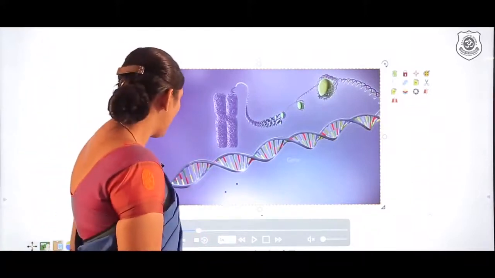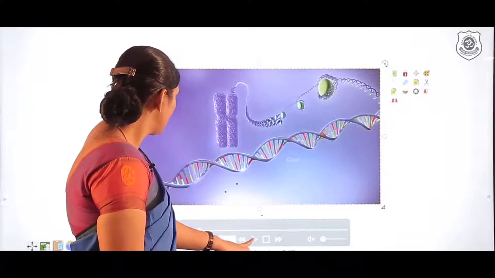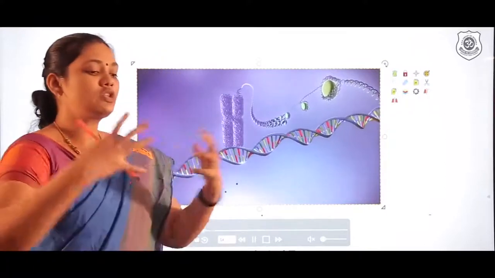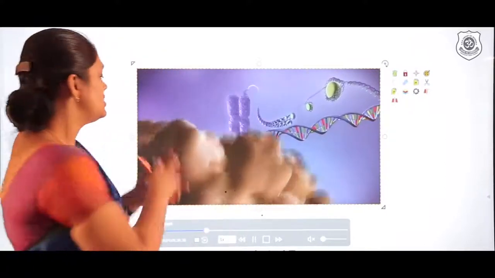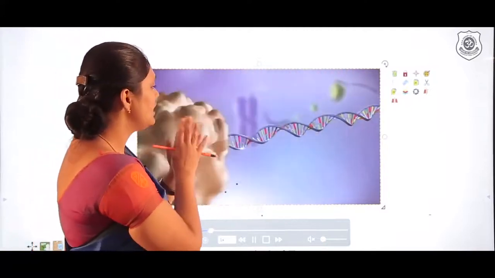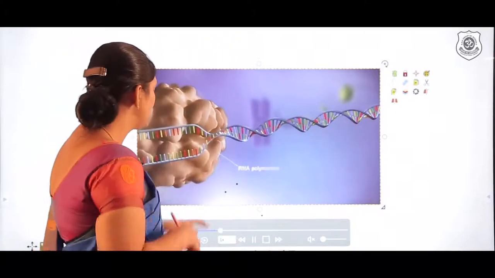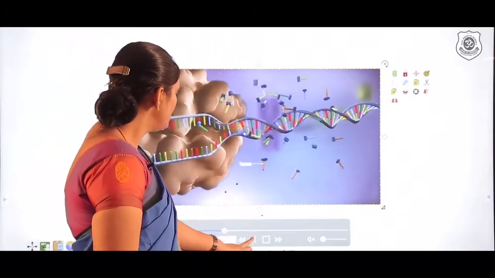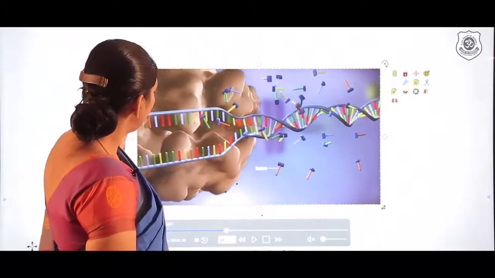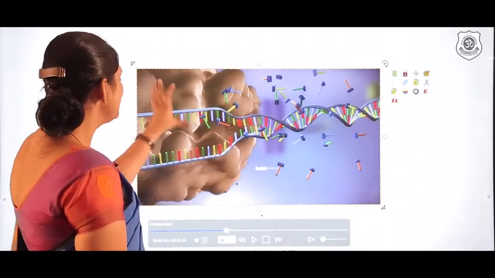Now let's see the process by which the expression of gene is happening. Genes are expressed in 2 steps. They usually employ 2 steps to express themselves. What could you see here, children? Could you see somebody is coming here and eating up the DNA? Isn't it? No. These are the enzymes.